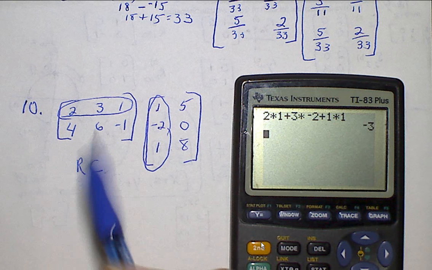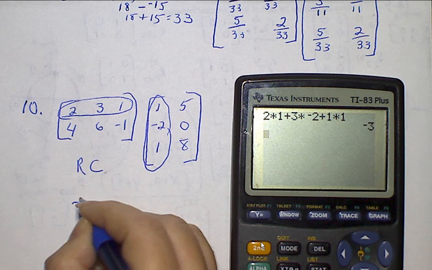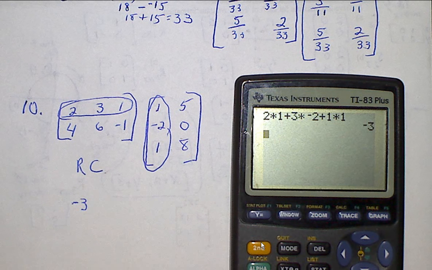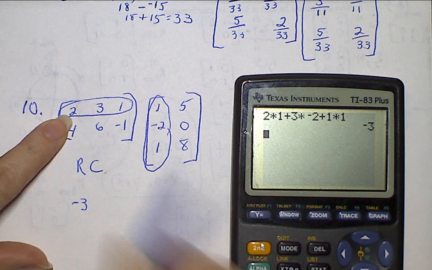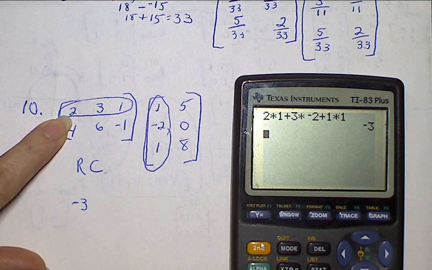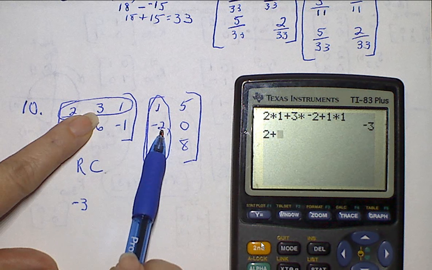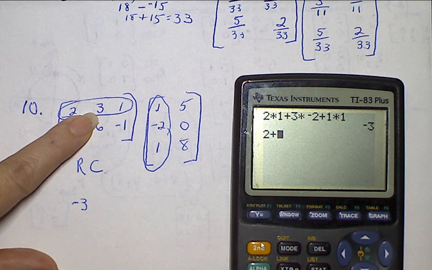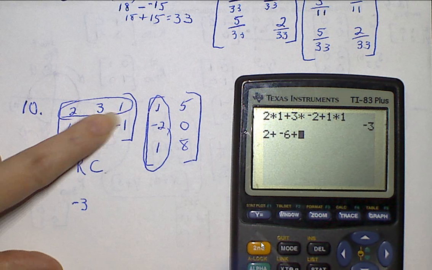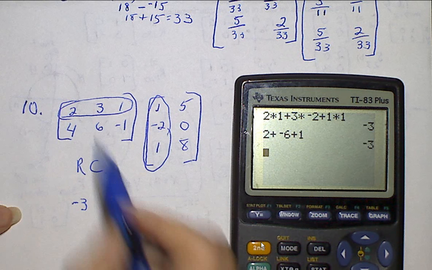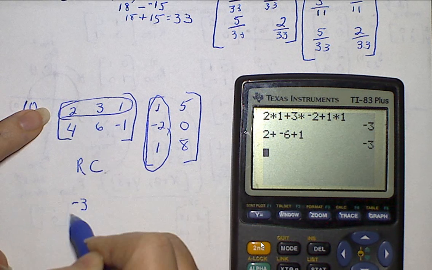So I have negative 3 as my first number. If I didn't have a calculator that I could do this with, I would go 2 times 1 and do it in my head. 2 times 1, you guys know this, is 2, plus 3 times your negative 2 is negative 6, plus 1 times 1, which is 1, which gives me negative 3. So this one is the first number.